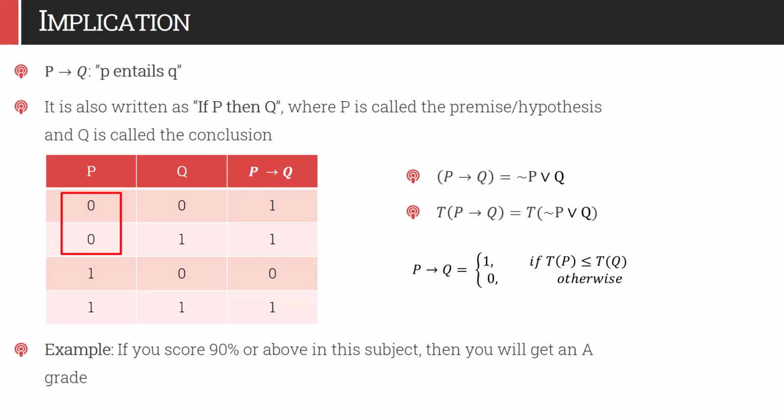If the premise itself is false, we are not worried about the conclusion, right? So even if P is 0, whatever the value of Q, P entails Q will remain 1. But Q must be true when P is 1. So if P is 1 and Q is not true, then the truth value of P entails Q should be 0. Okay? So this is how the table is formulated.